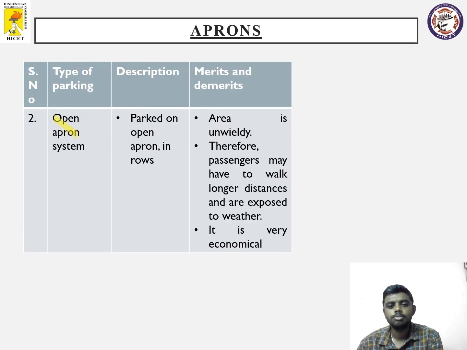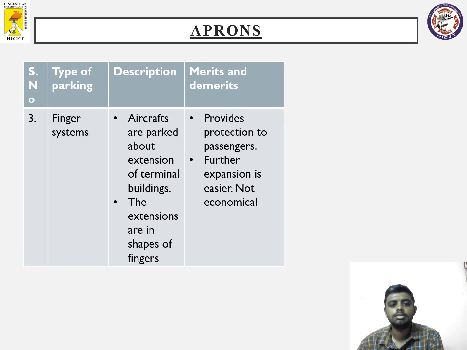And the second system will be an open apron system, where aircraft will be parked on open aprons in rows. Right? This will be very useful when your area is unwieldy. You have a very big area. Therefore, passengers may have to walk a longer distance and are exposed to the weather. It is a very economical one. This is generally followed at medium-sized airports, right? And the third system of parking is the finger system, where aircrafts are parked about an extension of the terminal building. The extensions are in the shape of fingers. We will have some finger-like shaped parkings in our aircraft systems.